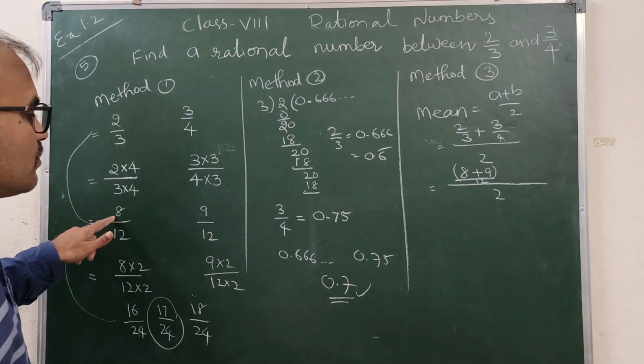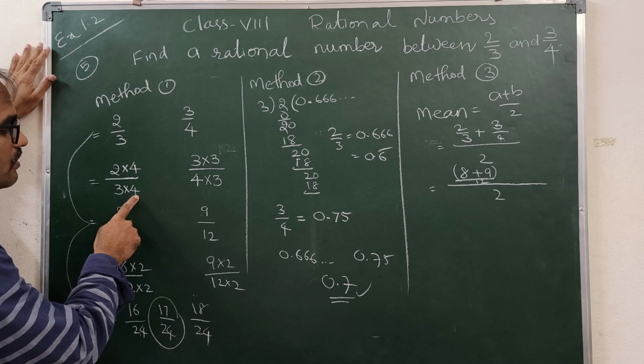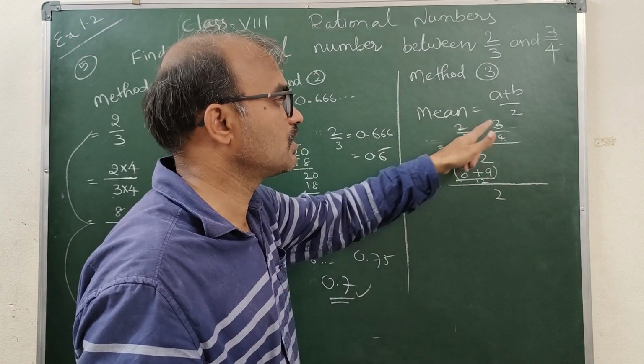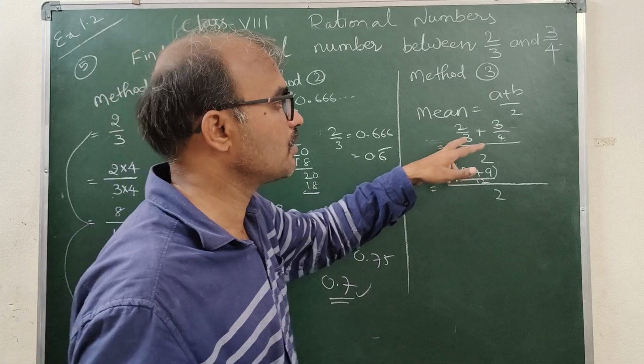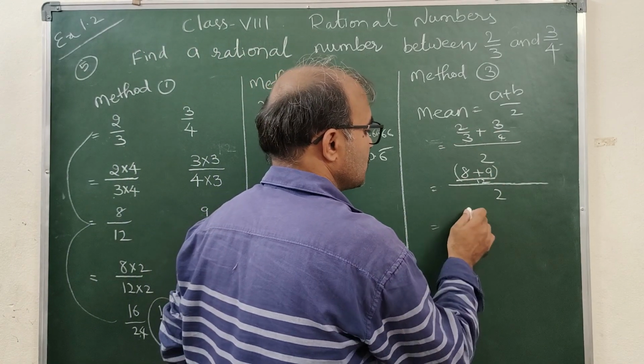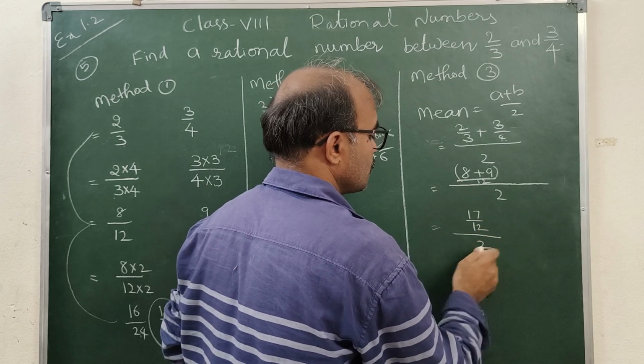LCM is 12, right? So here you have to cross multiply. 2 4s 8, 3 3s 9. Remember, you again multiply the denominators. 3 4s 12. Right? So 8 plus 9, 17 by 12, divided by 2.